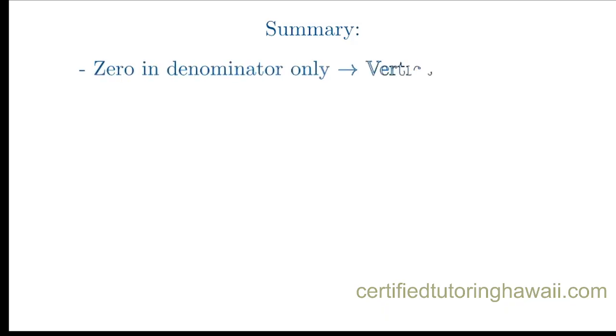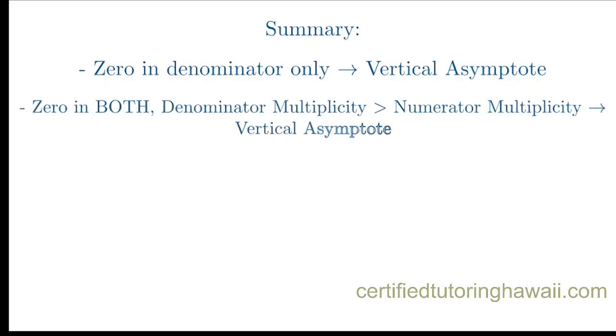So, to recap, you're looking for real numbers that make the denominator 0. If that number does not make the numerator 0, it's an asymptote. If it makes both 0, it's an asymptote only if it has a higher multiplicity in the denominator. Let's see what this looks like on a graph. What is the behavior of the function near a vertical asymptote?